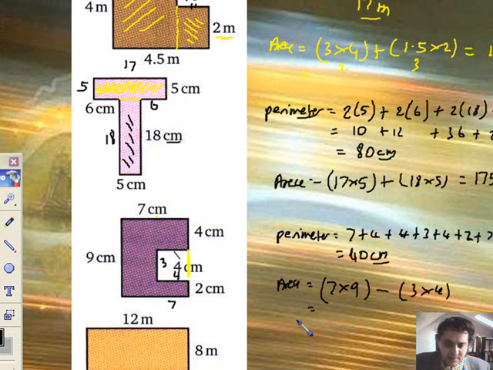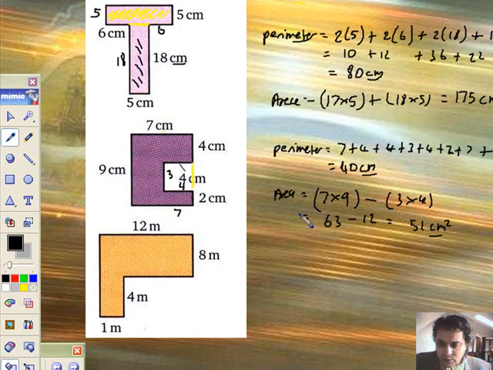Alright, so let's do it in bits and pieces now. 7 nines. I don't like my 9 times table at all, really don't like them. Anyway, 63 take away 12. That's going to leave us with 51 centimetres. And it's square because we have an area now.